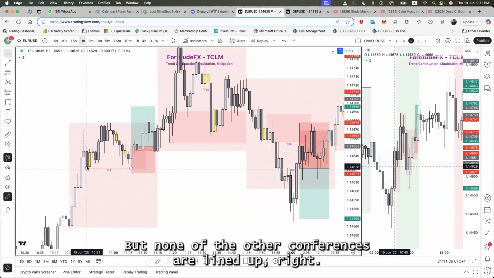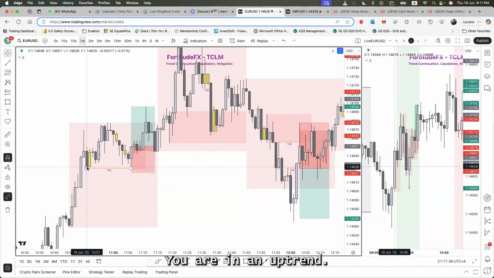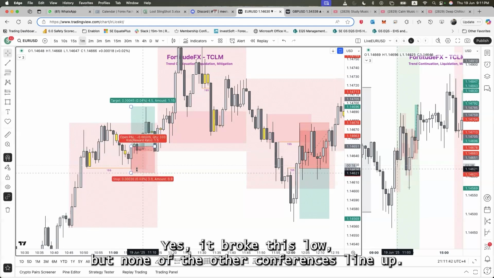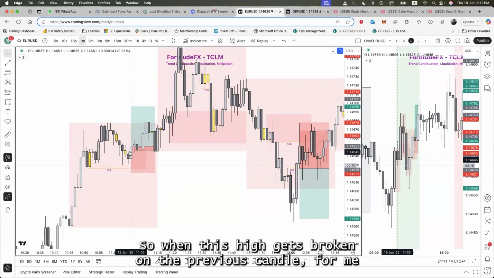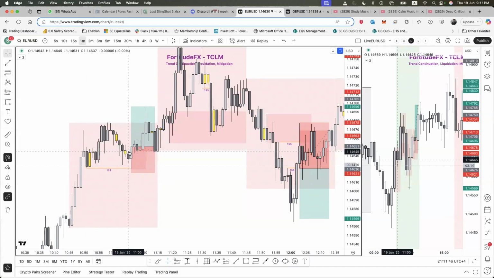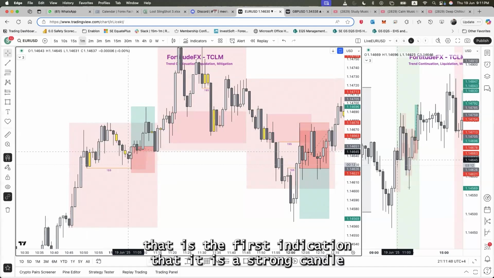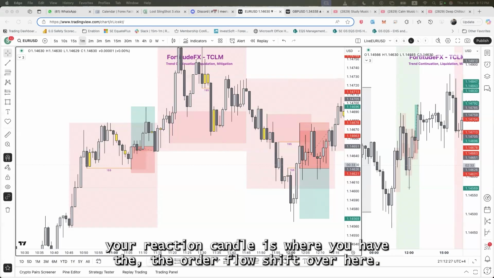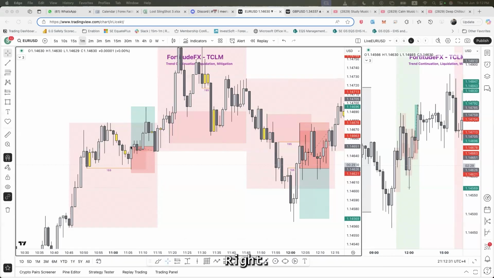But none of the other confluences line up, right? You are in an uptrend. Yes, it broke this low, but none of the other confluences line up. So when this high gets broken of the previous candle, for me, that is the first indication that it is a strong candle that is going to the upside and the order flow has changed. Your reaction candle is where you have the order flow shift over here, right?